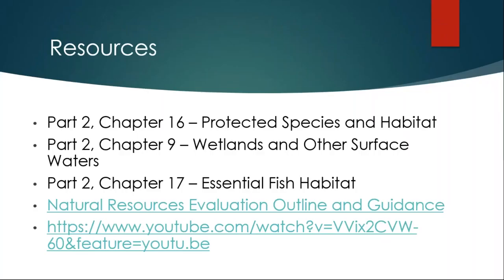Here are some of the resources that I mentioned throughout this part of the discussion. Part 2, Chapter 16 speaks to protected species and habitat. Part 2, Chapter 9 talks about wetlands and other surface waters. And Part 2, Chapter 17 talks about essential fish habitat. I'll also refer you to the Natural Resources Evaluation Outline and Guidance that's available on OEM's website. And then we recently had an NRE training session that has been recorded, and the link is also provided on this page.